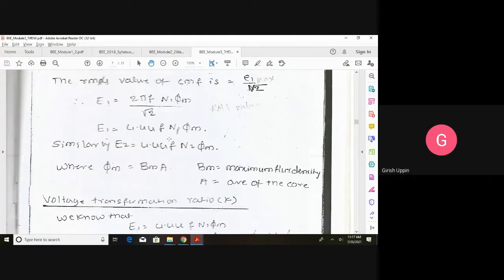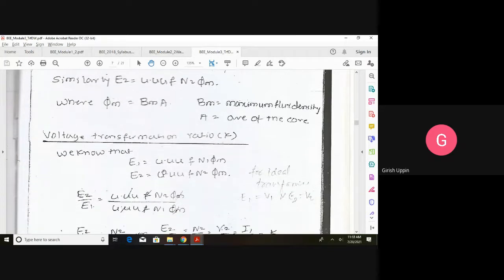And this is the equation you have to remember. E1 is equal to 4.44 f N1 phi m, E2 is equal to 4.44 f N2 phi m. And phi m, sometimes they may not give the direct value. Instead, they will give it in terms of the maximum flux density and the area of the core. In that case, phi m would be equal to Bm into A, where Bm is the maximum flux density and A is the area of cross section of the core.